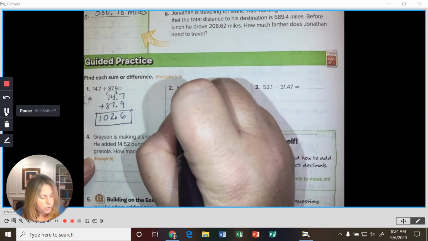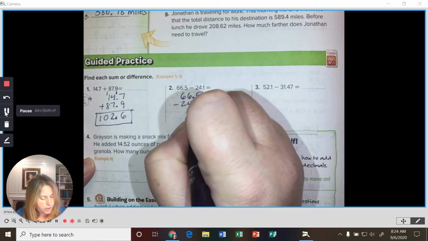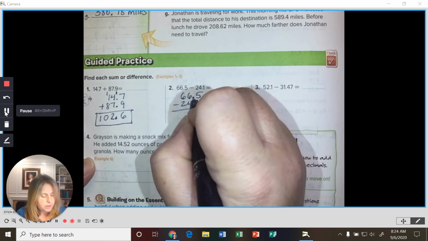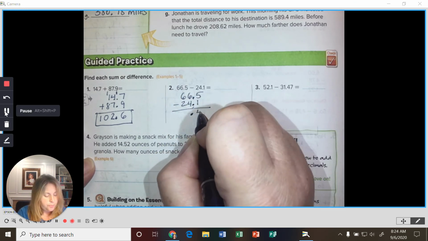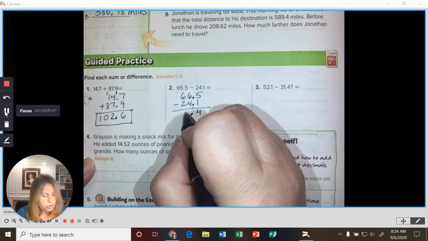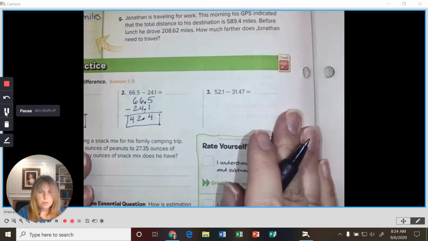Number 2, 66.5 minus 24.1. Okay, so we would write 66.5 minus 24.1 vertically, making sure that we line up our decimals. 5 minus 1 is 4. 6 minus 4 is 2, and 6 minus 2 is 4.